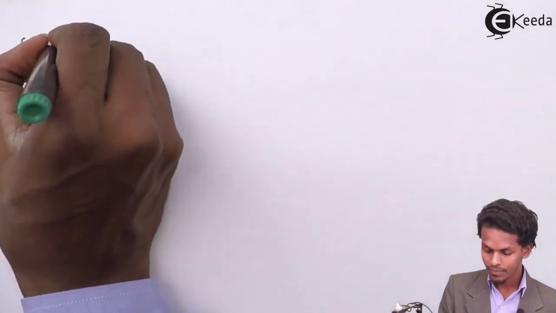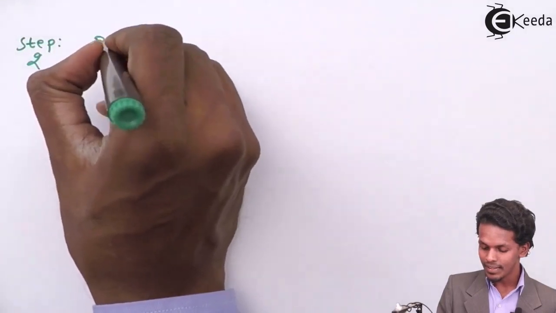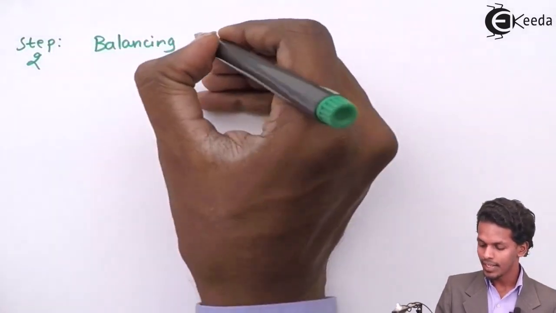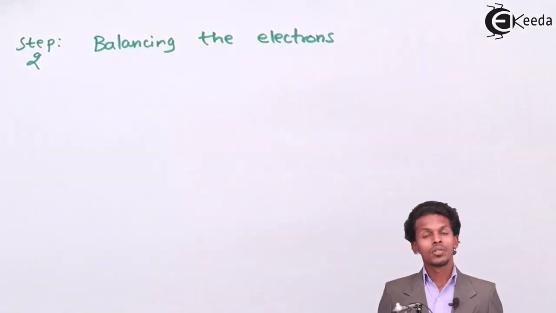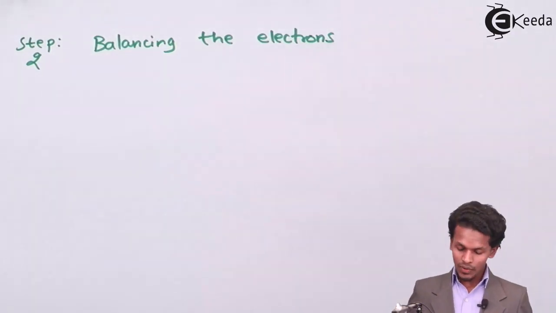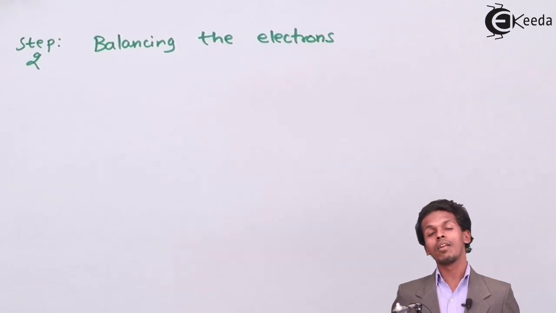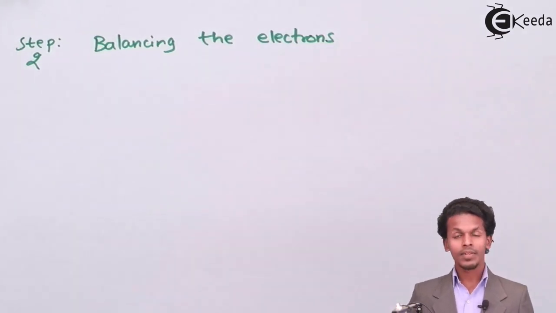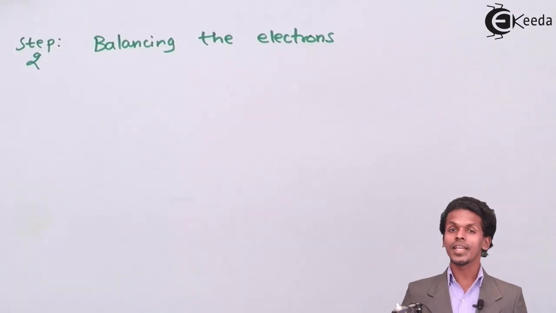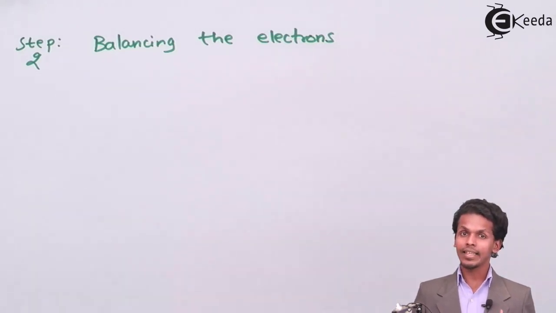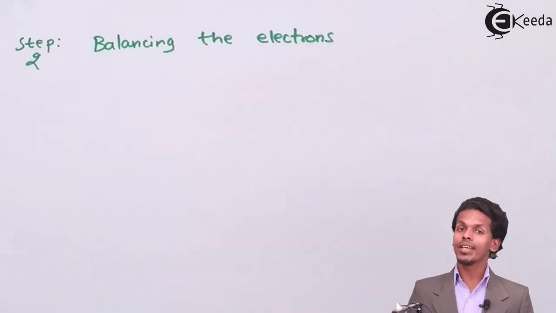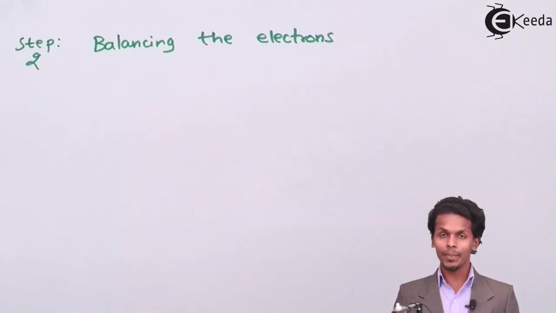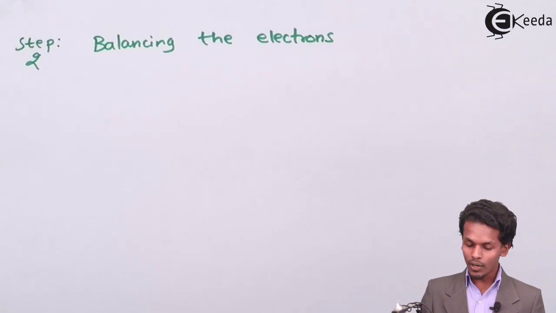I would mention step number 2 as balancing the electrons. So first of all, let me tell you that electrons are lost during the oxidation process. In this reaction, the manganese is showing reduction. So in the reduction process, electrons will be gained.